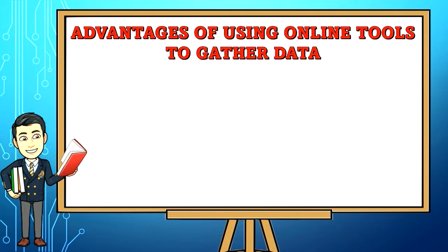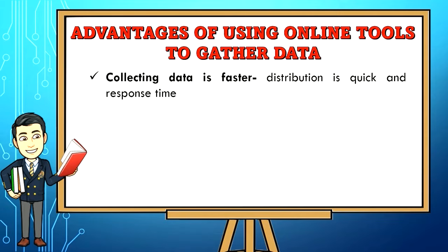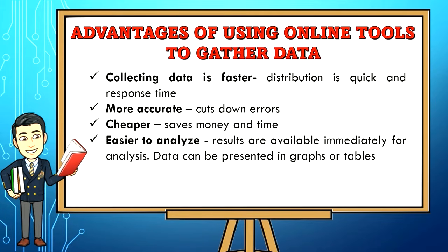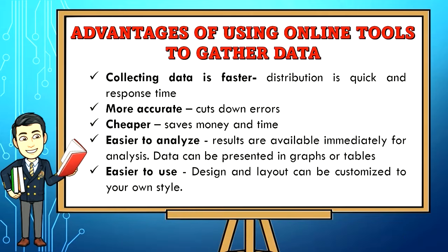Advantages of using online tools to gather data. 1. Faster. Collecting data is faster, distribution is quick, and response time is short. 2. More accurate. Cuts down errors. 3. Cheaper. Saves money and time. 4. Easier to analyze. Results are available immediately for analysis. Data can be presented in graphs or tables. 5. Easier to use. Design and layout can be customized to your own style.